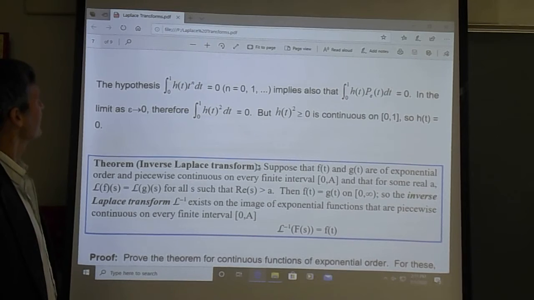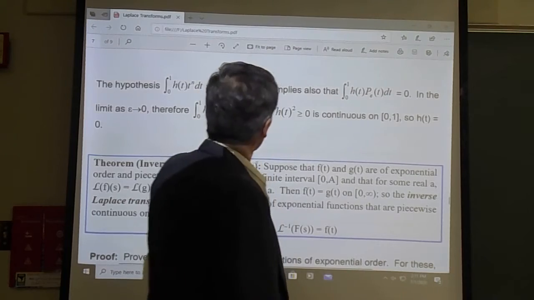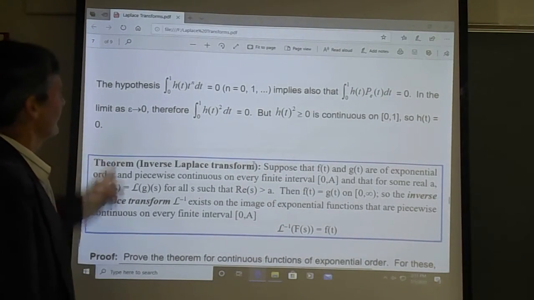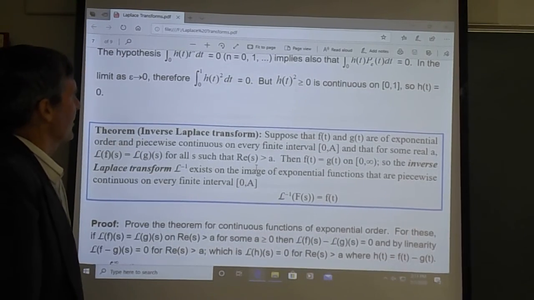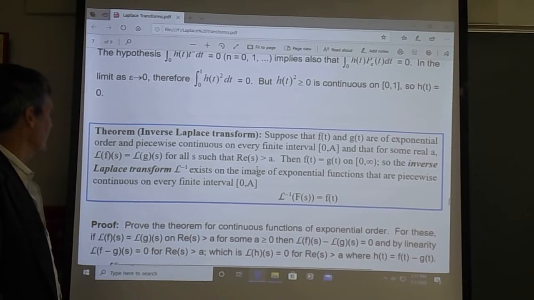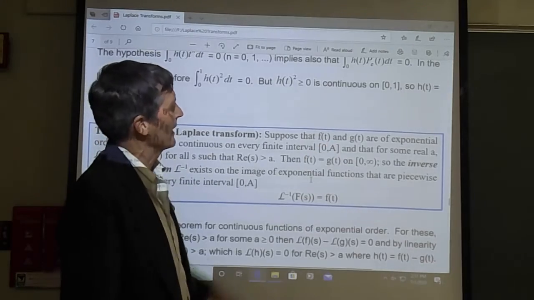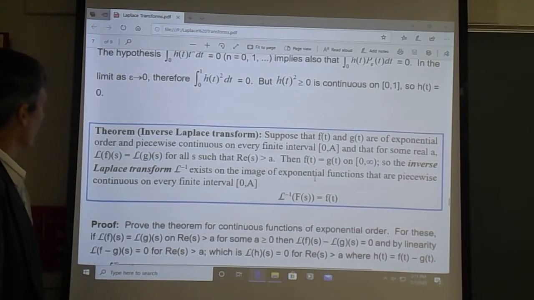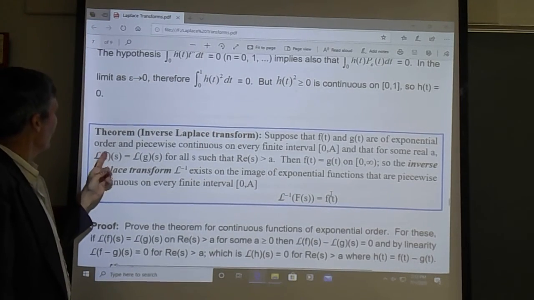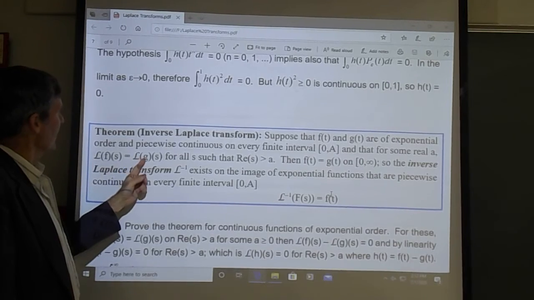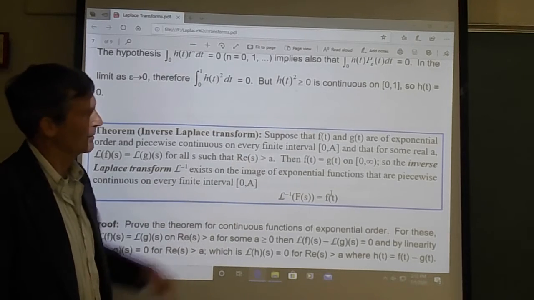But it implies also then that, with some additional stuff here, the inverse Laplace transform theorem: if f of t and g of t are both of exponential order and piecewise continuous on every finite interval from 0 to a, then for some real number little a, the Laplace transform of f, a function of s, is equal to the Laplace transform of g, a function of s, for all s such that the real part of s is greater than a. We can ignore that part.